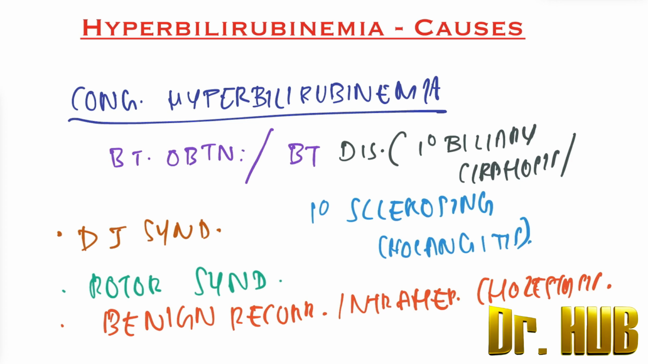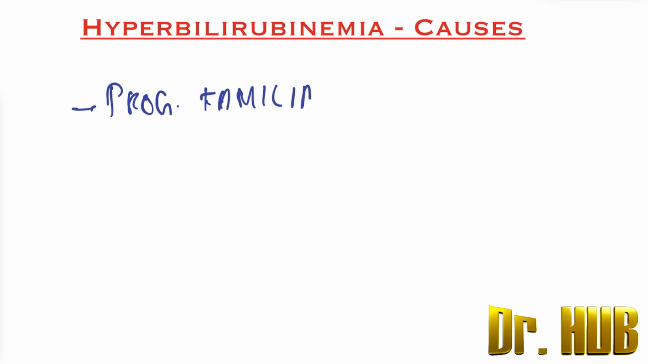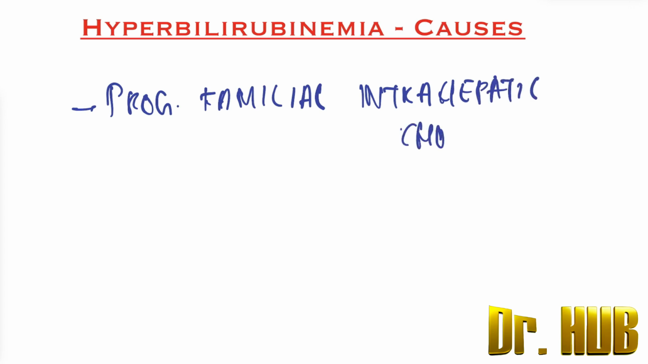Next, under the conjugated, there is also the presence of progressive familial intrahepatic cholestasis.